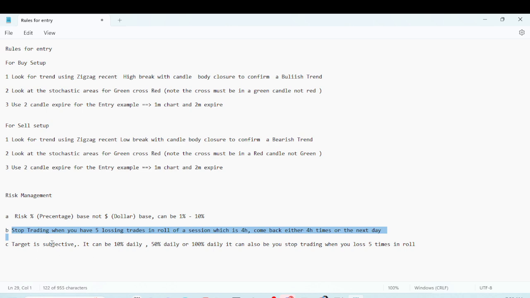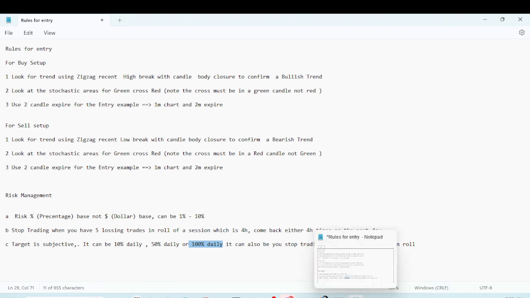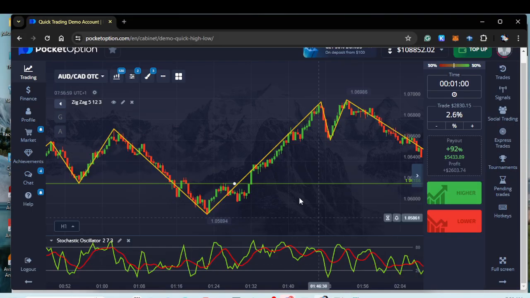Then the target is subjective. You can target 10% daily, you can target 50% daily, or you can target 100% daily. You can also say, okay, I'm going to keep trading until I have 5 losing trades in a row. Maybe you have made a lot of profit that day, and you say, I'll stop trading when I lose 5 times. So anytime you lose 5 times, you can say, I'm no longer trading for that day, or I'll come back in 4 hours if I still have time to trade that day. Or you can just say, I'll come back the next day.